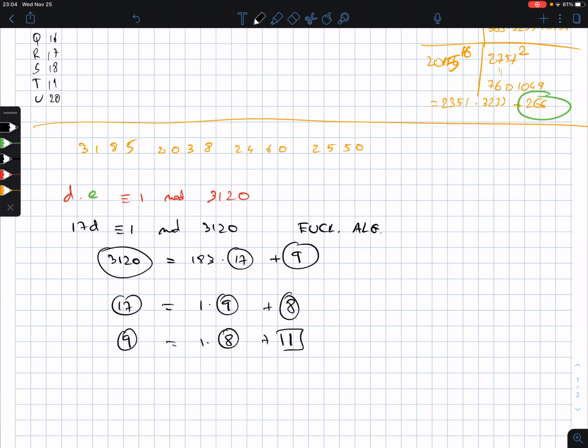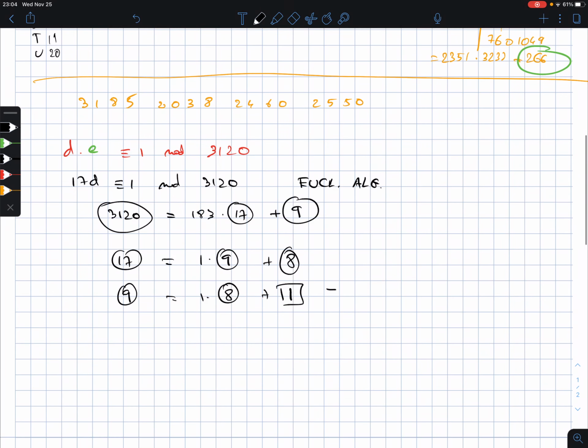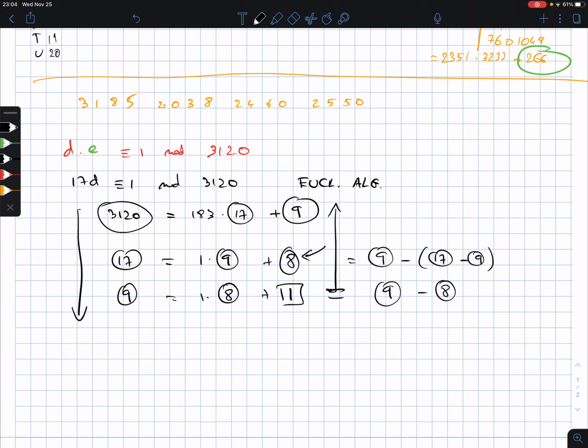If we don't get a 1 here, then something is wrong, right? Either E was chosen wrong or we made a mistake. So once we have this, we work our way back. This was the downwards part, this is the upwards part, right? So 1 is equal to circled 9 minus circled 8. Then we use this one. So this is equal to circled 9 minus 17 minus circled 9. So grouping together, we get 2 times 9 minus 1 times 17.